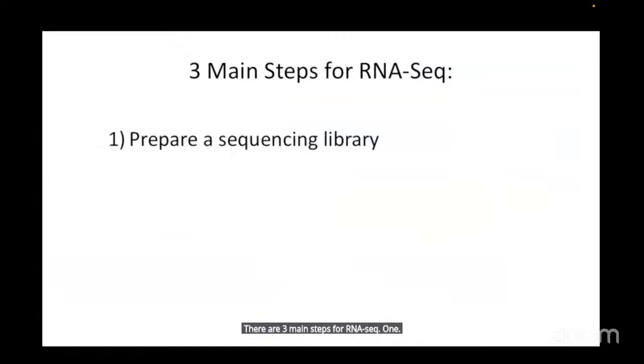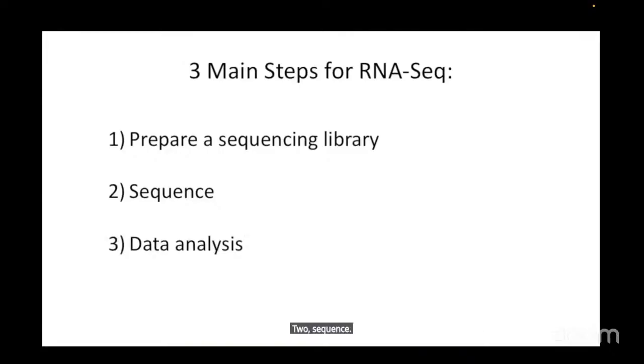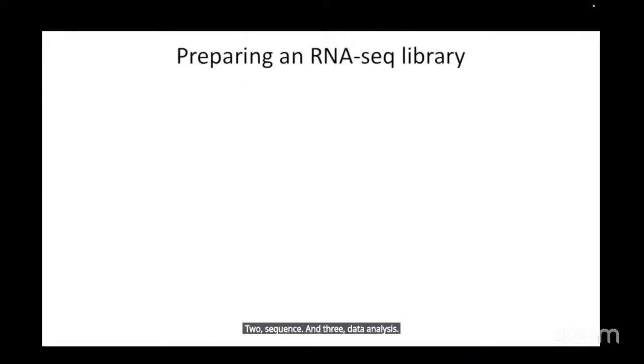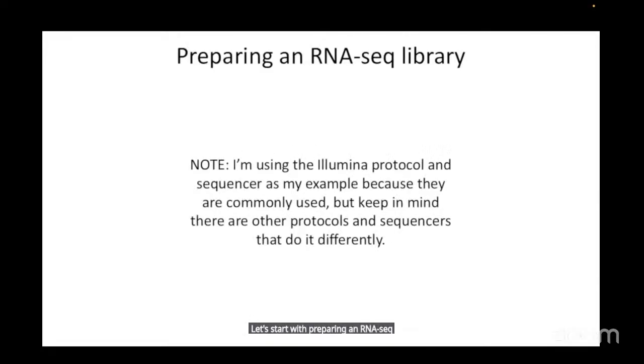There are 3 main steps for RNA-seq. 1, prepare a sequencing library. 2, sequence. And 3, data analysis. Let's start with preparing an RNA-seq library. Note, I'm using the Illumina protocol and sequencer as my example because they are commonly used. But keep in mind, there are other protocols and sequencers that do it differently.